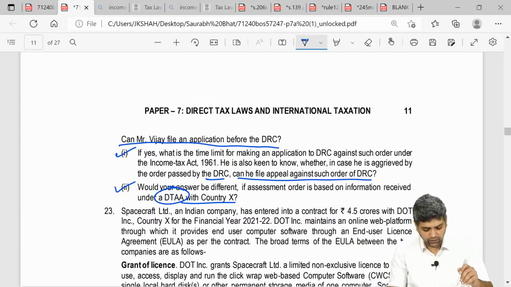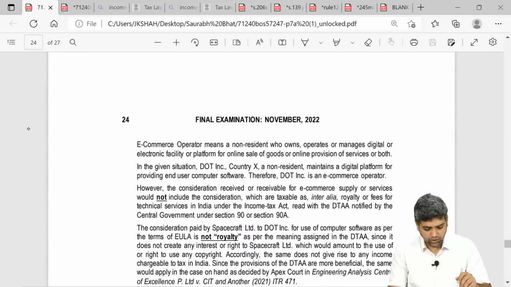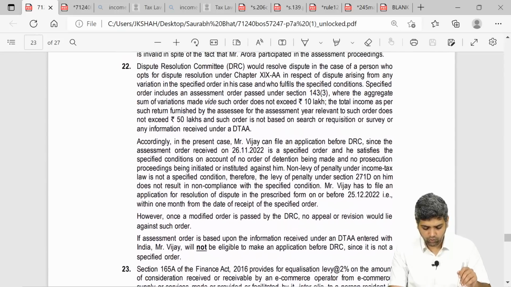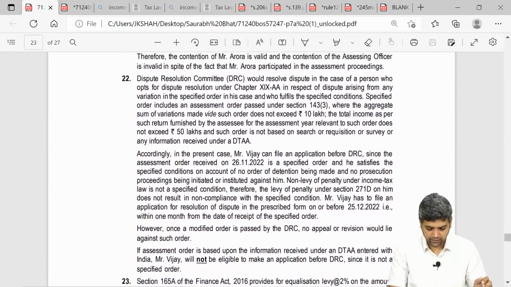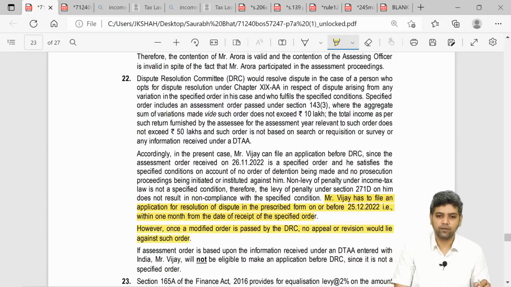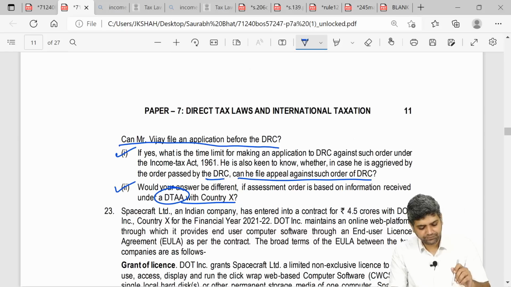So let me show you this answer, that is to question number 22. You can quickly go through that. This is also relevant, that he has to make, they have asked us time limit, so within 1 month from date of receipt, and there is no appeal against dispute resolution committee's order. I hope this question is clear.